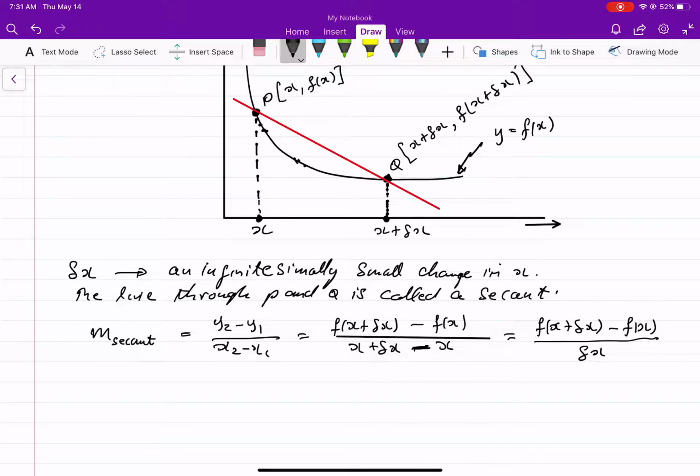Think of P as being a fixed point on the curve, and think of Q as a point that can move. So what I'm going to do is let the point Q move along the curve towards P. Visualize that for a moment. The point Q is going to move along the curve towards P. So I'm going to put Q, let's say, here, for example. Q is now somewhere there.